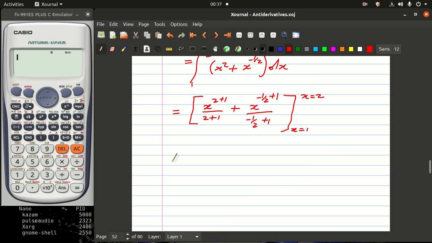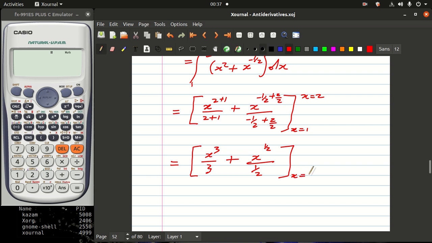The next thing I want us to do here is first simplify. This one is x raised to 3 over 3, and then plus x raised to 1 over 2, because 1 is the same as 2 over 2. So 2 minus 1 is 1, and the common denominator is 2. And in the denominator, we still have 1 over 2. And then I want to evaluate when x is equal to 1 and when x is equal to 2.